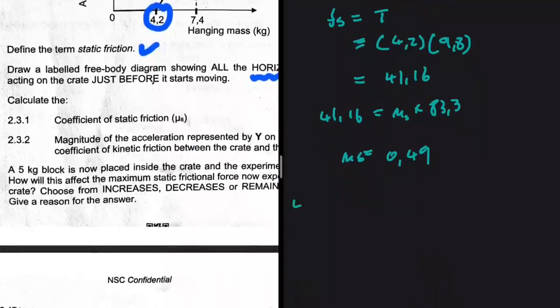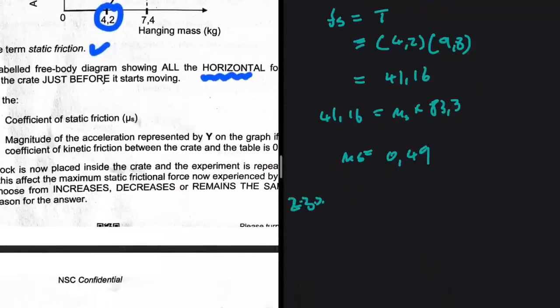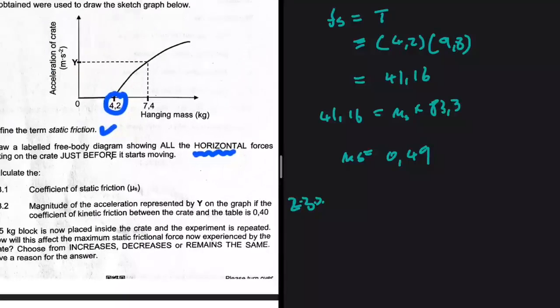Let's take a look at 2.3.2. We are looking for the magnitude of the acceleration represented by y on the graph if the coefficient of kinetic friction between the crate and the table is 0.4. So take a look at this. The coefficient of kinetic friction is 0.4, and we calculated the coefficient of static friction to be 0.49. So we are quite convinced that the answer we have in 2.3.1 is correct, because if the coefficient of kinetic friction was greater than the one for static friction, we should be worried, because we know full well that that should not be the case.